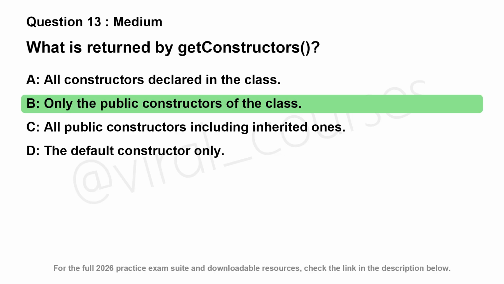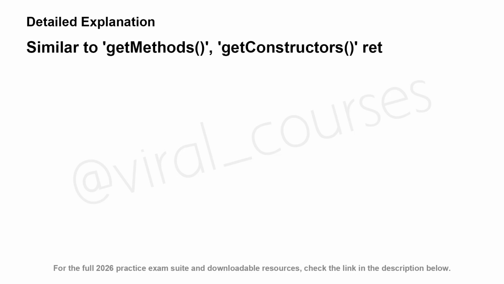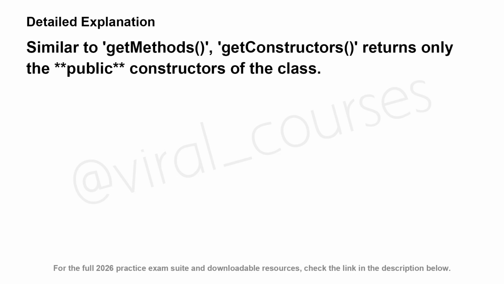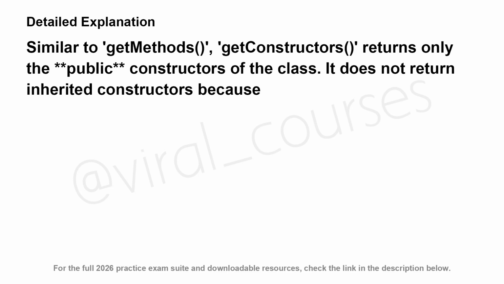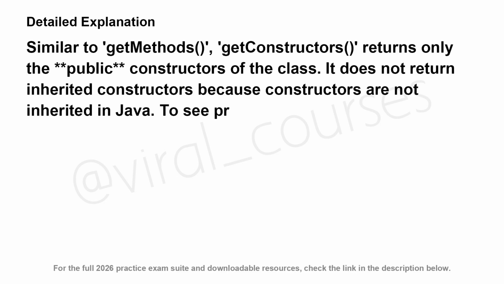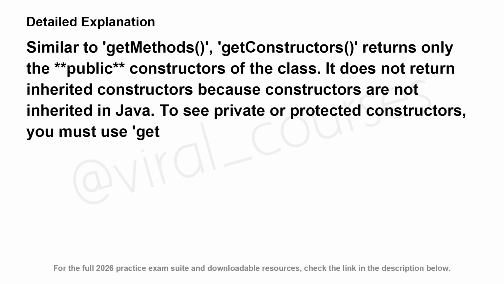The correct answer is B. Similar to getMethods, getConstructors returns only the public constructors of the class. It does not return inherited constructors because constructors are not inherited in Java. To see private or protected constructors, you must use getDeclaredConstructors.